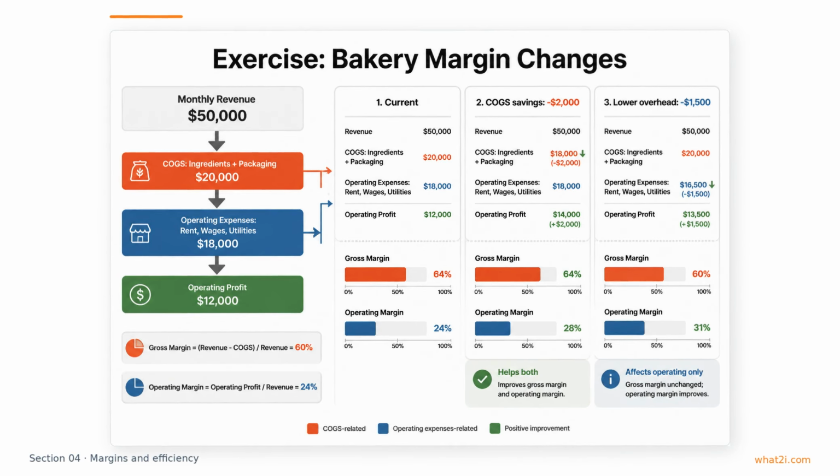If the bakery cuts COGS by $2,000, gross margin rises to 64% and operating margin rises to 28%. If instead it lowers operating expense by $1,500, gross margin stays where it was, but operating margin rises to 31%. So where the savings occurred determines which margin improves first.